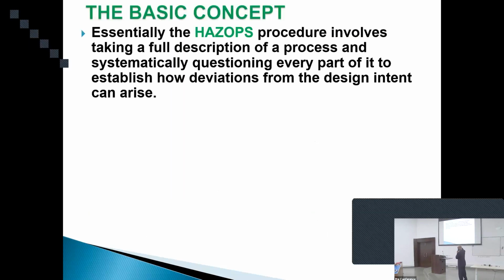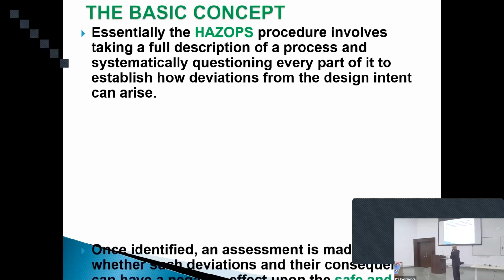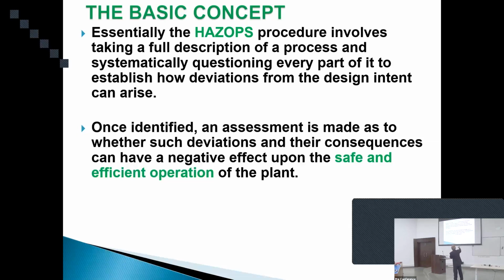So this I told you. Essentially, the HAZOP procedure involves taking a full description of the process and systematically questioning every part of it to establish how deviation from design intent can arise. This is what is important. Once identified, an assessment is made as to whether such deviation and the consequences can have a negative effect upon the safe and efficient operation of the plant.